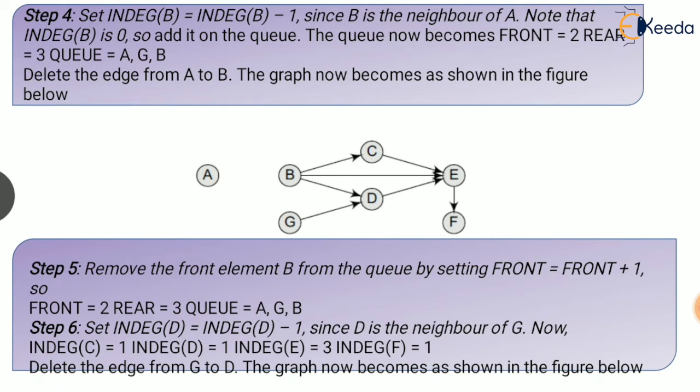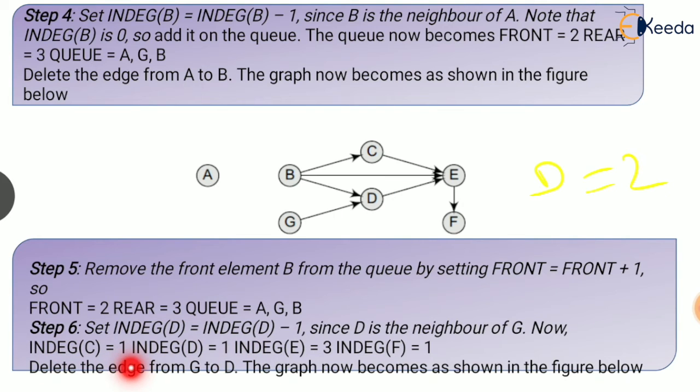Now in step 6, we focus on the in-degree of D. The in-degree of D is initially 2. Since D is the neighbor of G and G does not have any incoming edge, it has in-degree 0. If we remove G from here, the in-degree of D is reduced by 1, because initially it is 2. As we cut G, which has in-degree 0, this edge is cut and now the in-degree of D is 1. So the in-degree of D is equal to the in-degree of D minus 1, which is now 1.